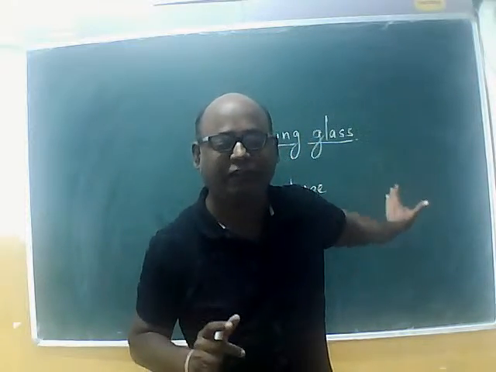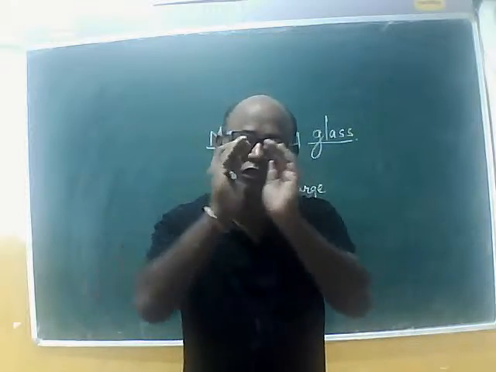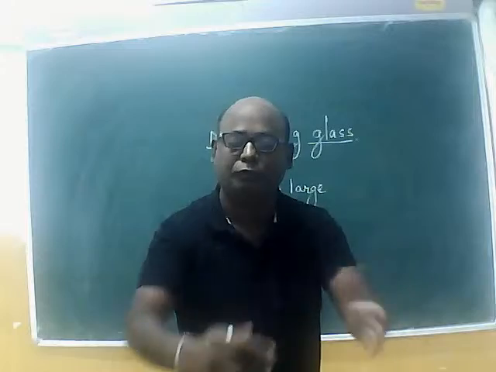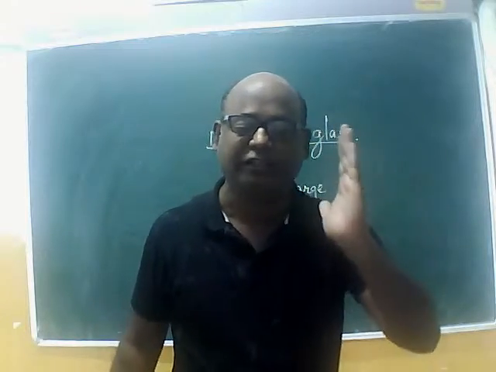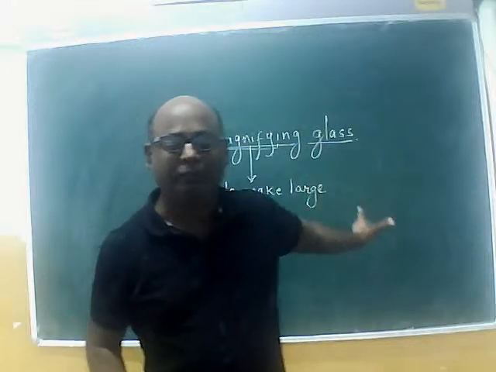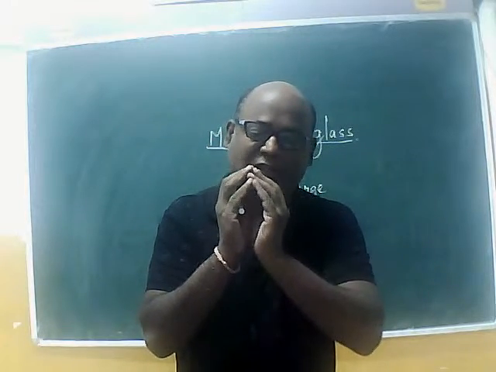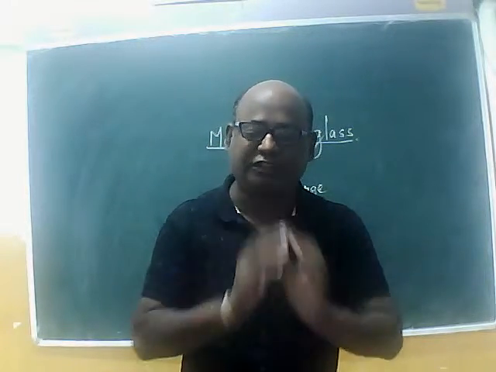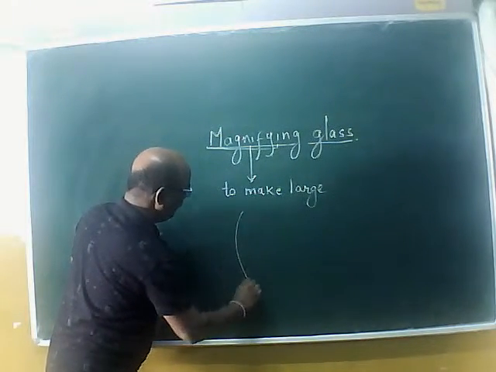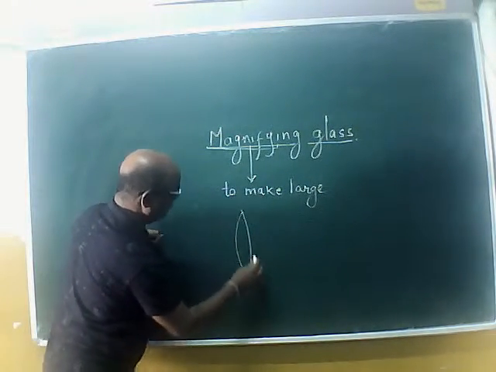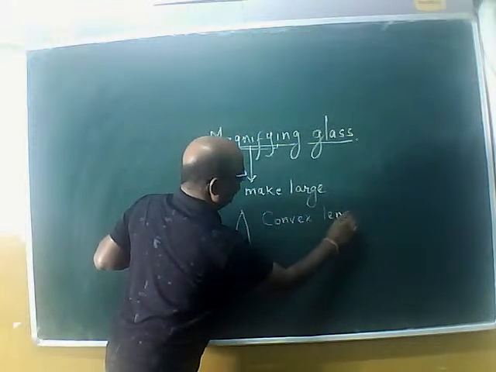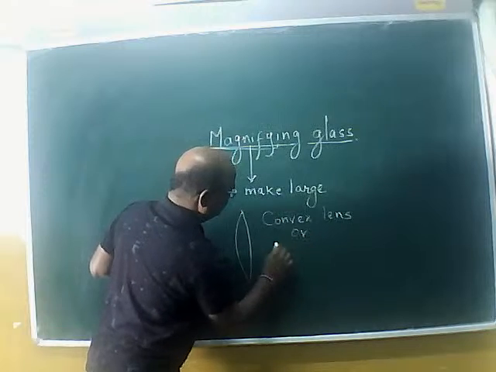Now, in the magnifying glass, both the sides are curved outside. I already told you, if one part is curved, then it is called a lens, meaning a transparent medium. Here, in the magnifying glass, both the sides are curved outside. So it's a convex lens. What kind of lens? Convex lens, biconvex lens, or converging lens.